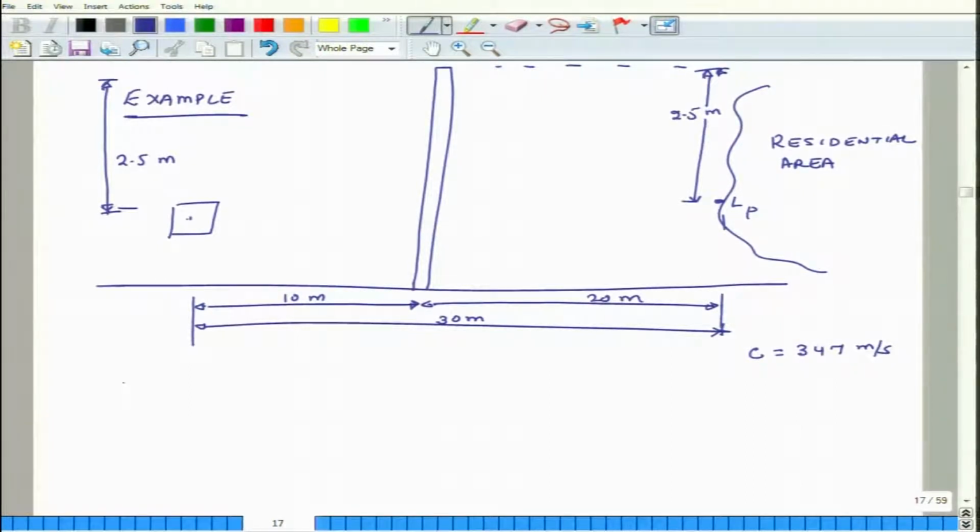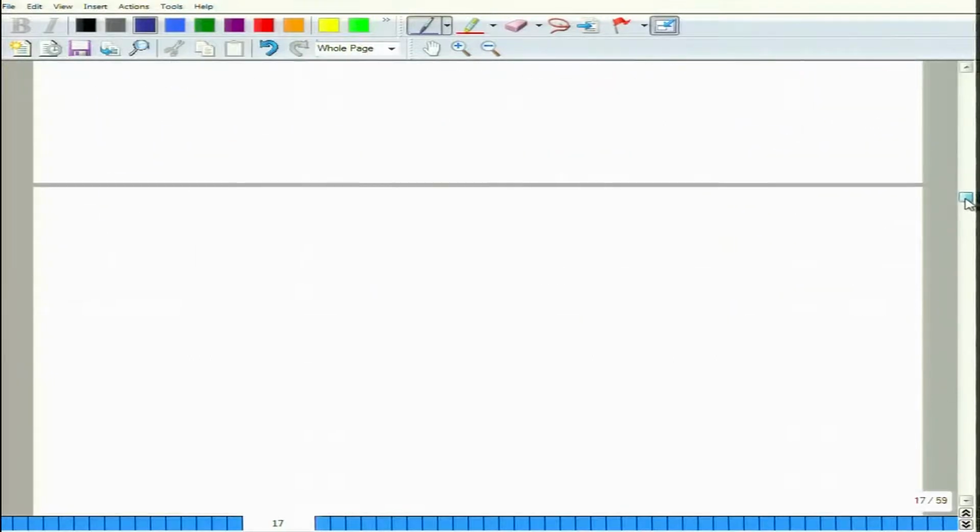So, the question is, what is the value of LP with and without barrier? And what we are given is, for different frequencies we know the sound power level of this machine. The sound power level of this machine is given for different frequencies: 63, 125, 250, 500, 1000, 2000, 4000 and 8000, the sound power level LW for the transformer.